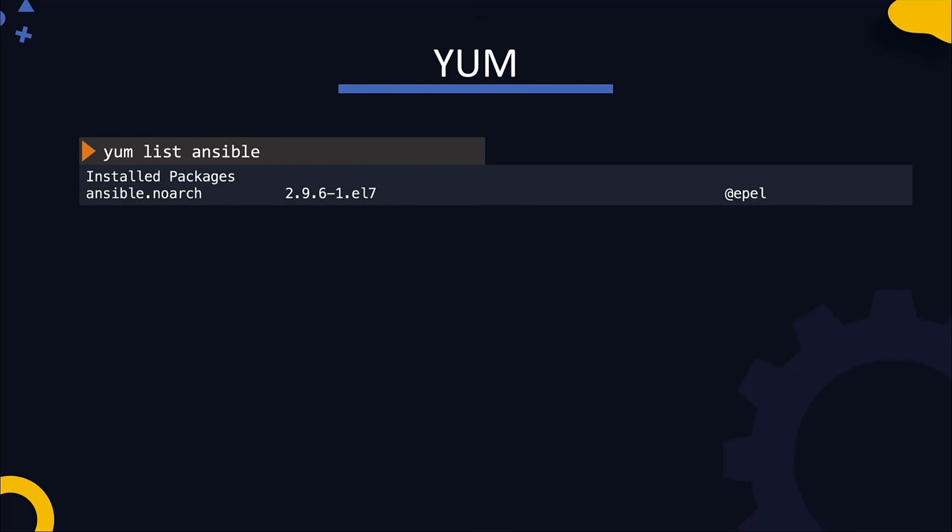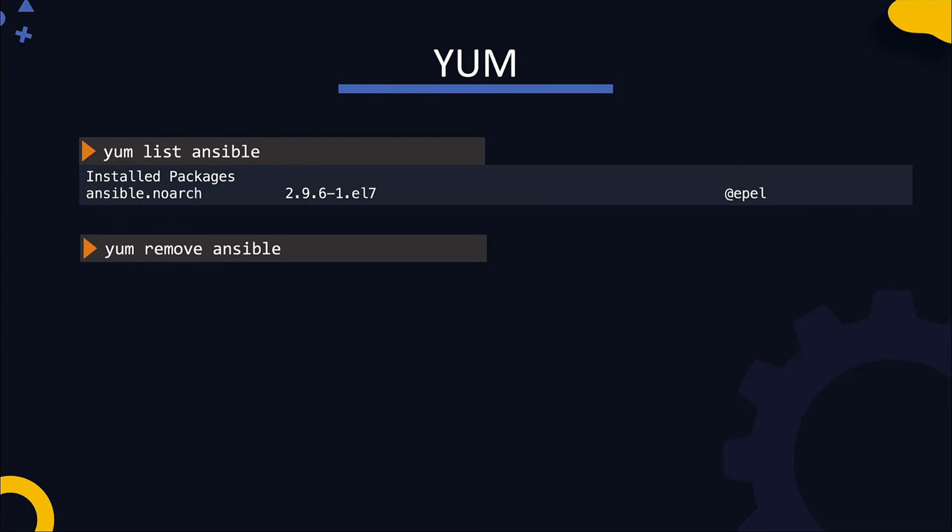To see a list of installed or available packages, run the yum list command followed by the package name if you want to search for a particular package. It provides the package name and version, and whether it's an installed package or just an available package. To remove an installed package, run the yum remove command followed by the package name.